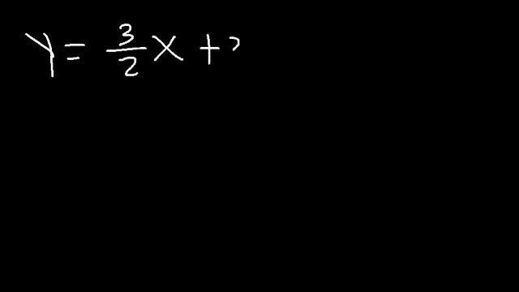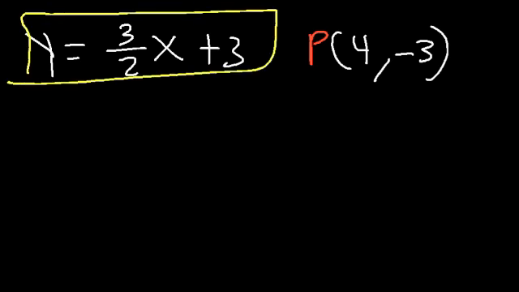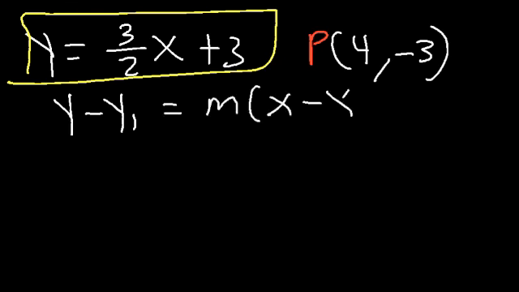Try this example. y is equal to 3 over 2 x plus 3. And this time, let's say the point is (4, negative 3). So go ahead and write the equation of the line that is parallel to this line and passes through the point (4, negative 3). And feel free to write the equation in point-slope form. What I'm going to do is use the point-slope equation, which is y minus y1 is equal to m times x minus x1. I'm going to write the equation in point-slope form first, and then I'm going to convert it to slope-intercept form.